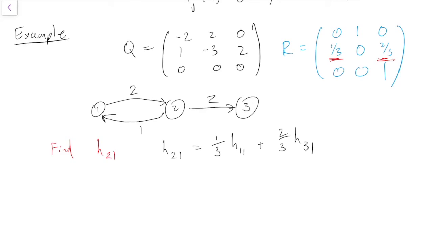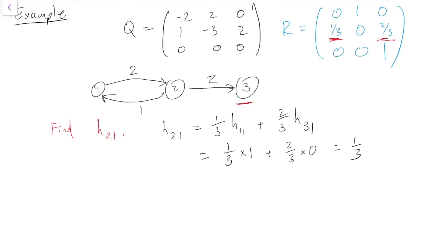H11, what's the probability we hit 1 if we start from 1? Well, we're already there, right? So that has probability 1, so that's 1/3 times 1 for that first one. And then H31, well, once we're at this state 3 over here, we stay there forever, right? So that hitting probability H31 is 0. So this is 1/3 times 1 plus 2/3 times 0 equals 1/3. All nice and easy, same as discrete time. Let me erase that to make some space, and then we'll do an expected hitting time, which will be a little bit different.